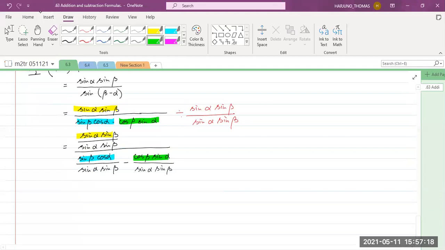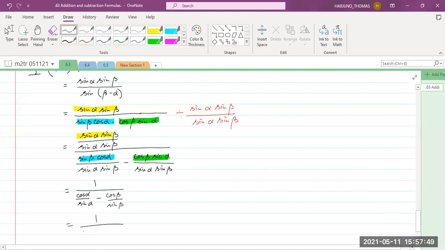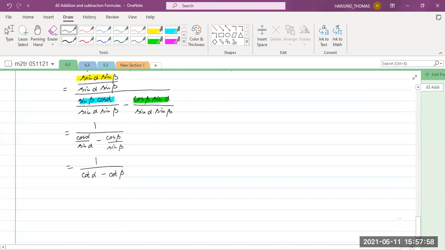Now you see, of course, on the top, as we expected, that becomes 1. What happened on the bottom left? Sine beta cancels, right? So we have cosine alpha over sine alpha, and in the bottom right, sine alpha cancels. We end up with cosine beta over sine beta. But that is cotangent alpha on the bottom left, cotangent beta in the bottom right, which is what we have on the left-hand side.